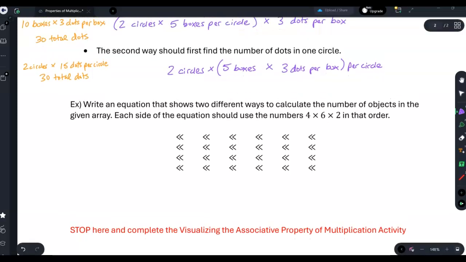This example says write an equation that shows two different ways to calculate the number of objects in the given array. Each side of the equation should use the numbers 4 times 6 times 2 in that order. So we're going to write an equation this time. Instead of two separate expressions, we're basically going to do the same thing, two separate expressions, but put an equal sign between them. There are a lot of different ways that I could find this.